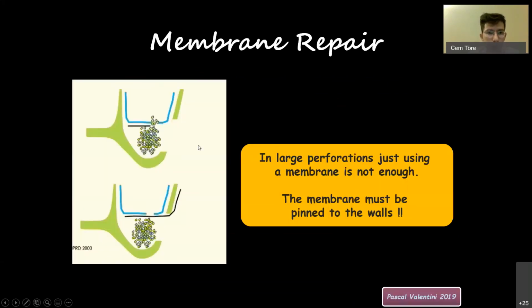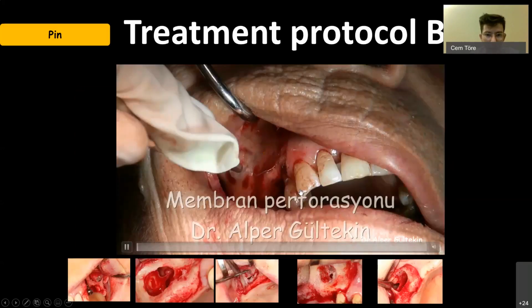The membrane must be pinned to the walls. If you have a larger perforation, the pinning will be done here. And in extreme cases, to create compartments, I will show you a picture of this. The membrane will be pinned from here. The membrane will go around here and will contact the medial wall, the inside wall of the sinus. And we can, in some instances, place a pin in this wall as well. I will show you in a while.